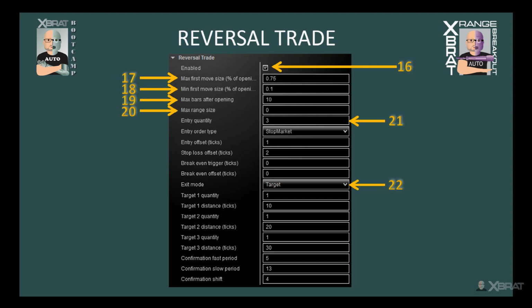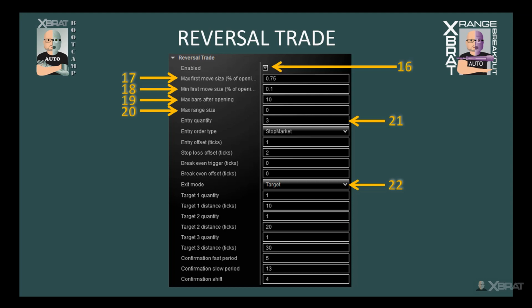So number 20 is like the opening range module. This max range size is where you dictate the maximum size of the opening range in which you want the auto trader to work on this reversal strategy. If it goes out of your maximum, we'll just not put any orders on. The default is 0, which means no maximum range, so be aware of that. 21 is the number of contracts you want to put in the initial order to enter the trades.